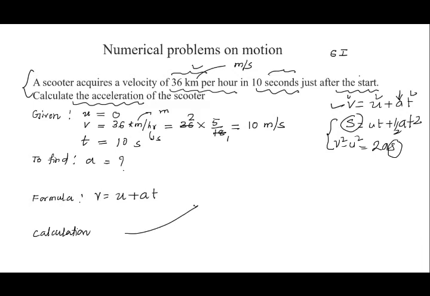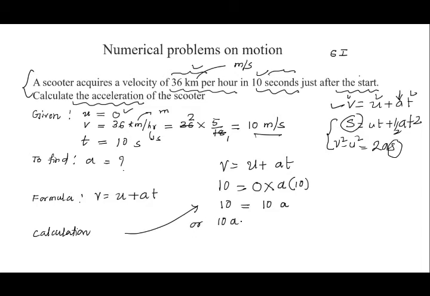Now I'll do the calculation here. Since v is equal to u plus at, substitute v as 10 meter per second. 10 is equal to u, which is 0 because it starts from rest, into a, and t is 10 seconds. So 10 is equal to 10a, or we can write 10a is equal to 10.